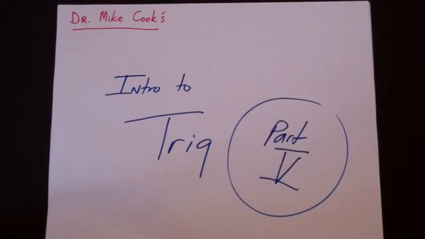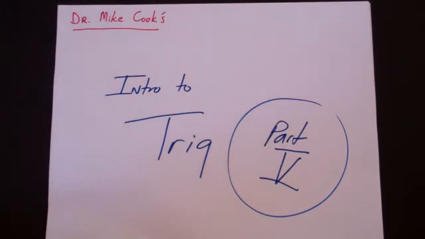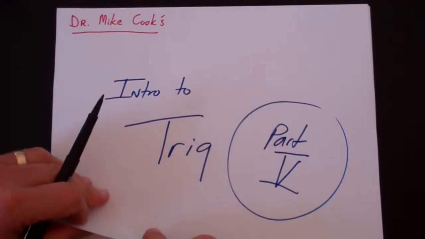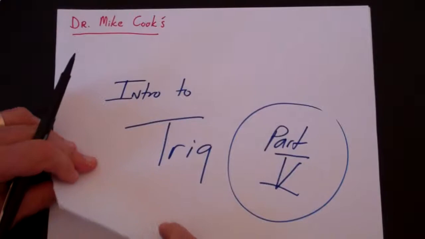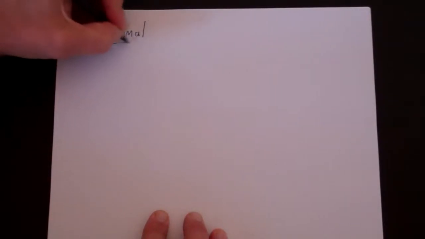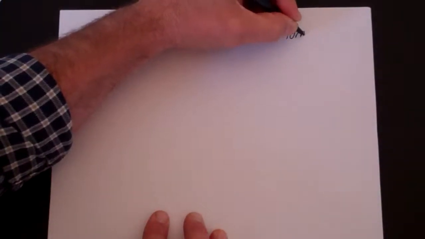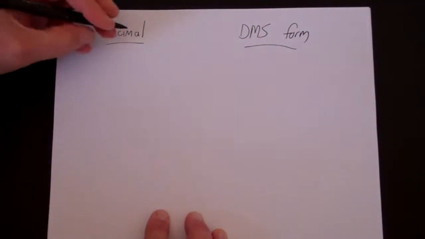This is the fifth in a series of videos of Introduction to Trigonometry. What we're going to do in this is look at degrees, at further subdividing degrees into smaller parts. And there are two basic forms. One is a decimal form, and the other one is called DMS form.